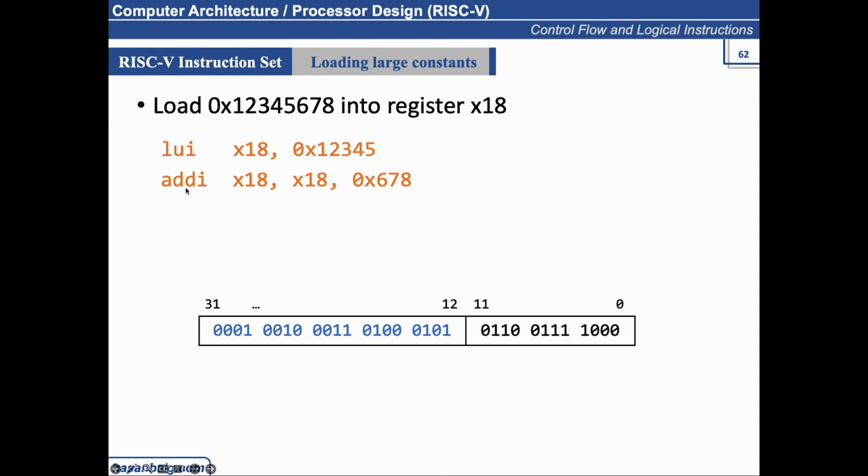So if we execute addi first, what will happen? x18 will be loaded with these 12 bits, 6 7 8. And when we execute LUI next, the upper 20 bits will be loaded, but the LUI instruction clears out the last 12 bits. It will reset the 12 bits to 0. That is why we cannot execute LUI after addi. Get it? So first of all, we need to load the upper 20 bits and then the remaining 12 bits. Okay?